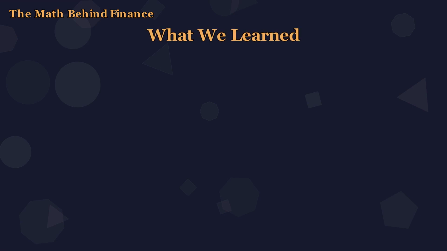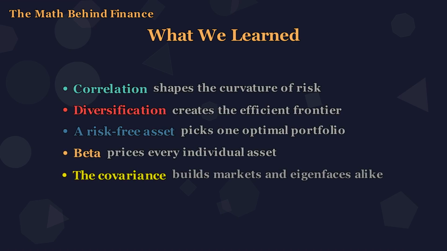In 13 minutes, we've traveled through the entire geometry of modern finance. Correlation shapes the curvature of risk. Diversification creates the efficient frontier. A risk-free asset picks one single optimal portfolio. Beta prices every individual asset in equilibrium. And the covariance matrix that built markets also builds eigenfaces.